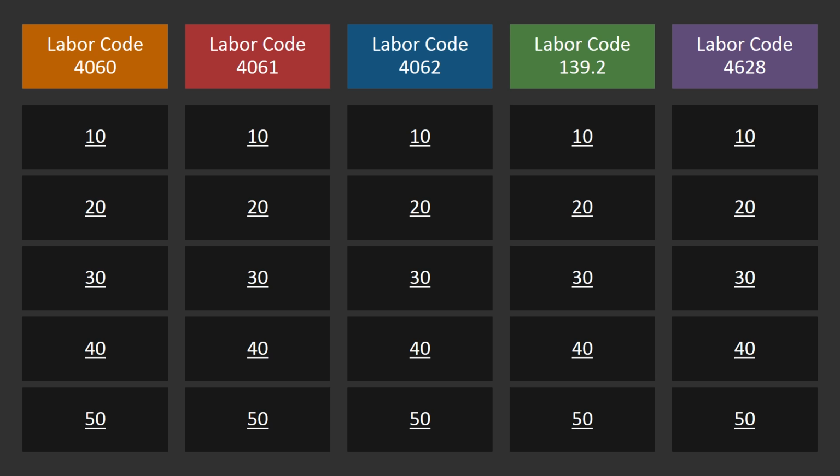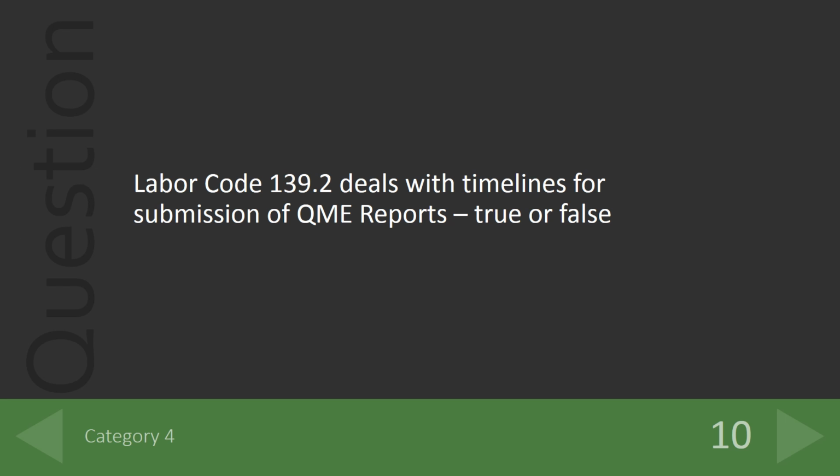So let's begin with the easiest section, Labor Code 139.2 for 10 points. Tell me, is this true or false? Labor Code 139.2 has as its main focus that it deals with the timelines for the submission of QME reports. Is that true or is that false?